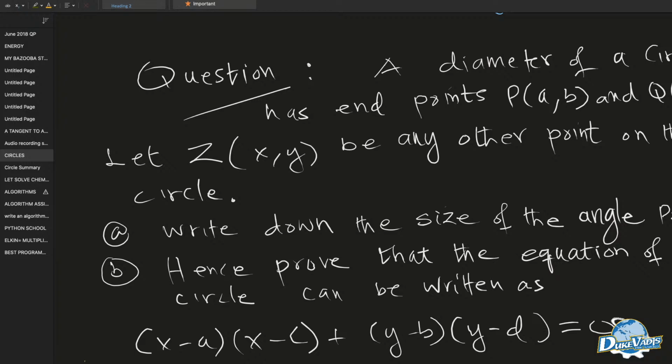hence prove that the equation of the circle can be written as (x minus a) multiplied by (x minus c) plus (y minus b) multiplied by (y minus d) is equal to 0. Now let's see how we went about it.